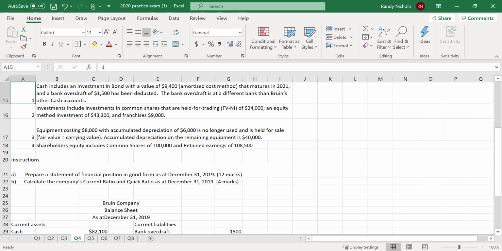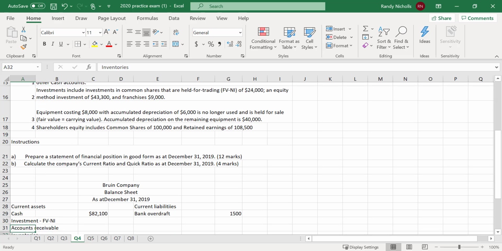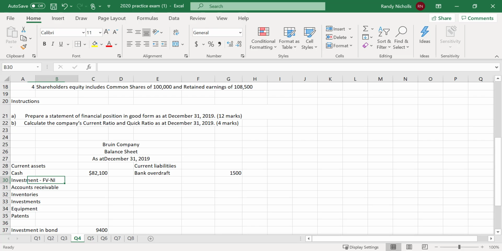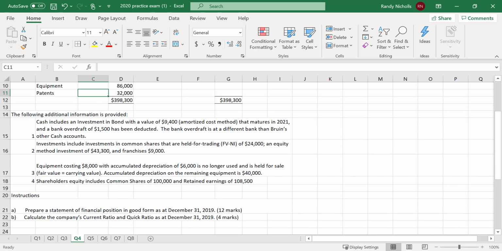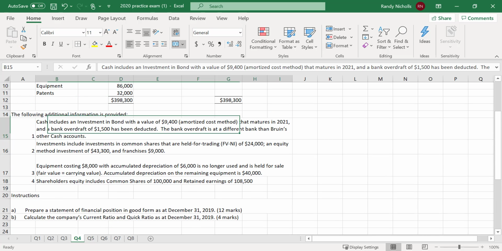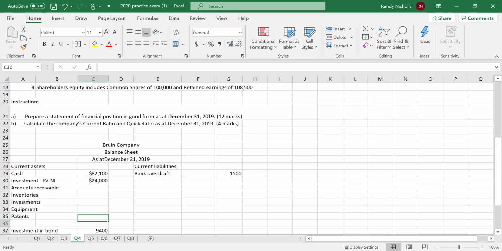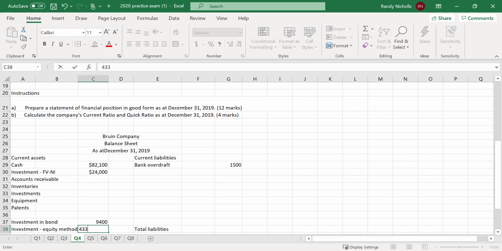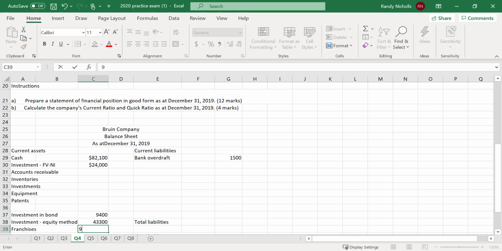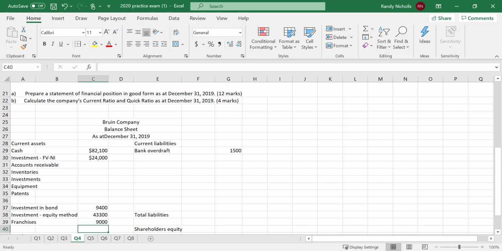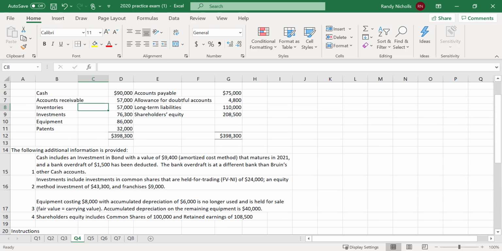So what do we got? Held for trading of 24,000. Equity method investment of 43,300. And franchises of 9,000. I assume that equals the total that they had in here. 76. Yeah.